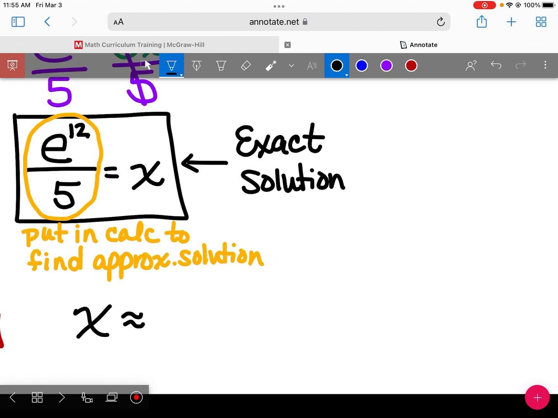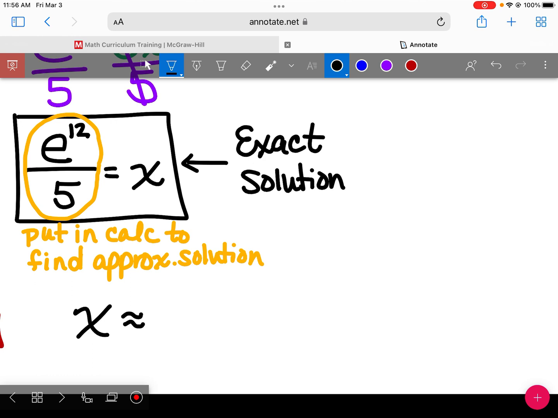So start with your fraction button, then second and ln so you can get the E. Put in the exponent of 12. In the denominator, put a 5, and then hit enter. You got one? Let me see. That's exactly right.